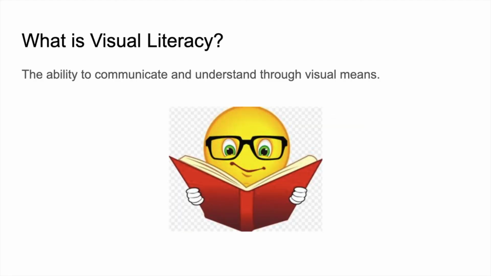Pretty much what that means is the ability to communicate and understand through visual means. So, visual being like artwork, literacy being reading, text, okay, and combining those two and creating visuals of pictures, symbols, shapes to create a communication, a message to your audience.